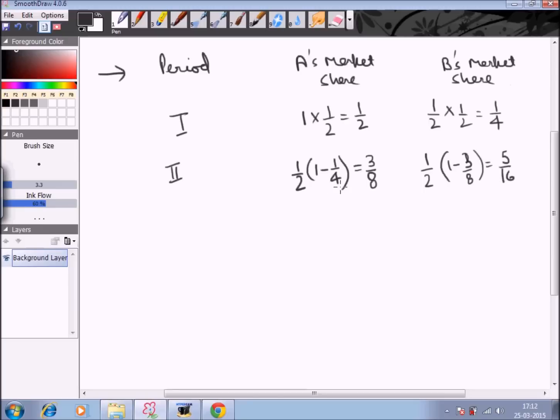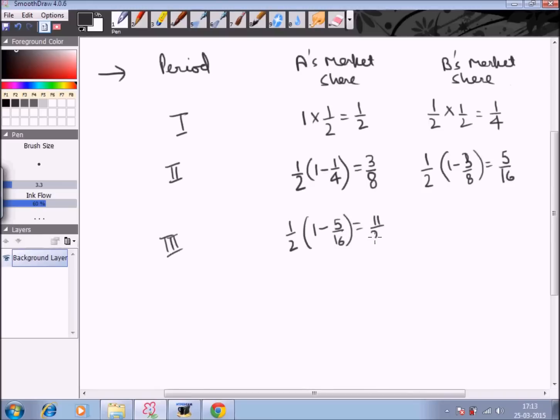Now again A will react. So our third phase starts. Now when A reacts, he will find out that B has changed its market share to 5 by 16. So he will find out half of the market which is leftover. That is, the market leftover is 1 minus 5 by 16, and he will supply half of the changed market.